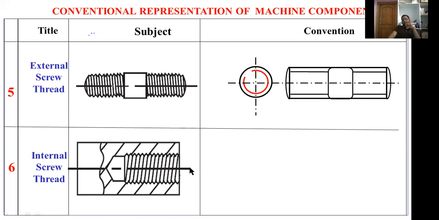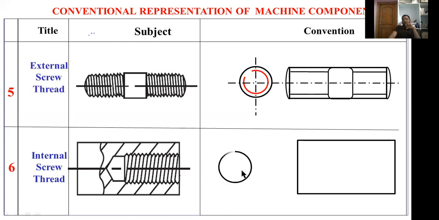By using tapping instruments you can make threads. How do we represent these internal threads? Here also I am drawing this box as the front view. This outside diameter of the hole, I am drawing as the outer diameter of a thread. This circle represents the outer diameter of a thread, so this height equals this height. With the same height I am drawing the rectangle box for representing internal threads.